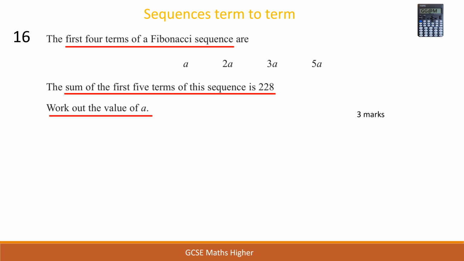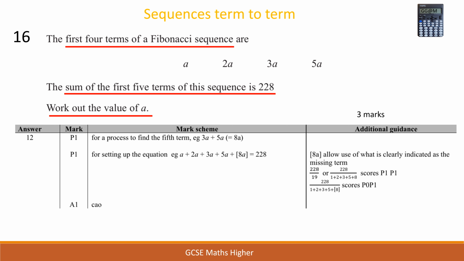Press pause, have a go at working out the answer, and then press play when you're ready to hear the answer. Fantastic. So remember, A plus 2A gave you the 3A, 2A plus 3A gave you the 5A, and then you could work out the next term, add them all together and solve to get the answer of 12. Well done.